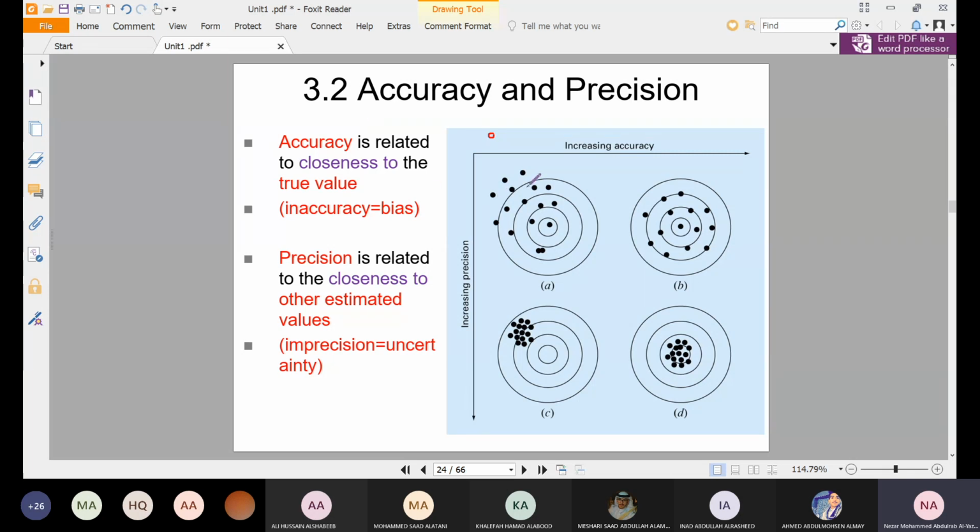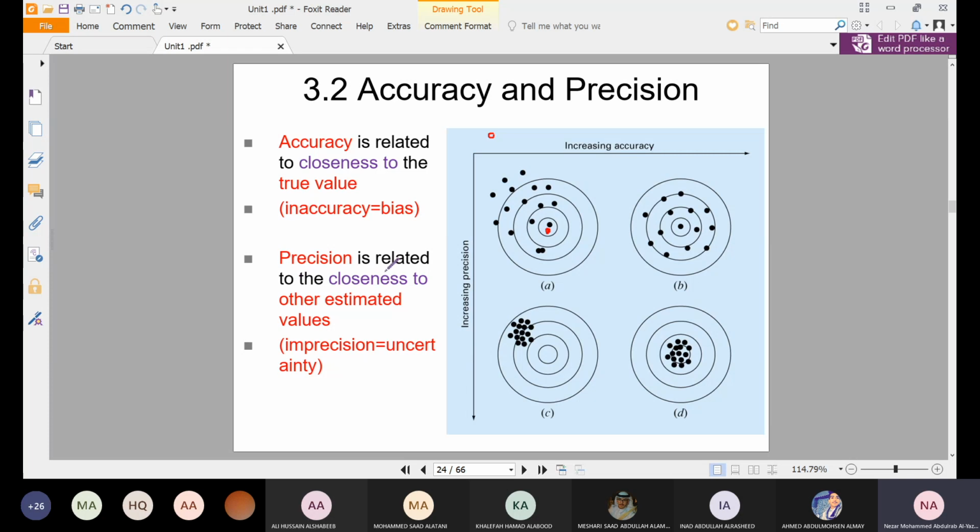From this figure, you can see we have 4 graphs here. As we go to the right, the accuracy will increase. As we go down to the bottom, the precision will increase. You can see the first graph. The middle is the true value. You can see the results. Some results are near or close to the true value, and the majority of them are far from the true value. In this case, this system is inaccurate.